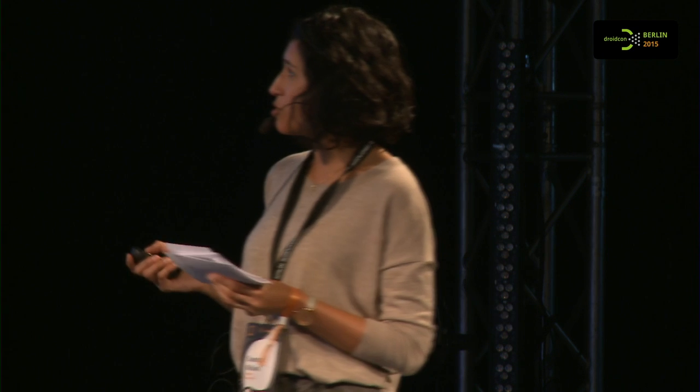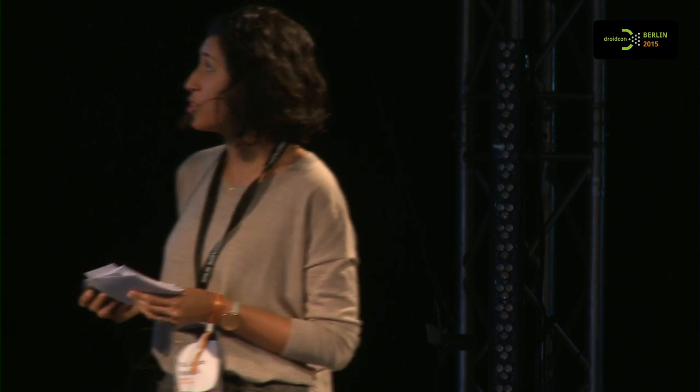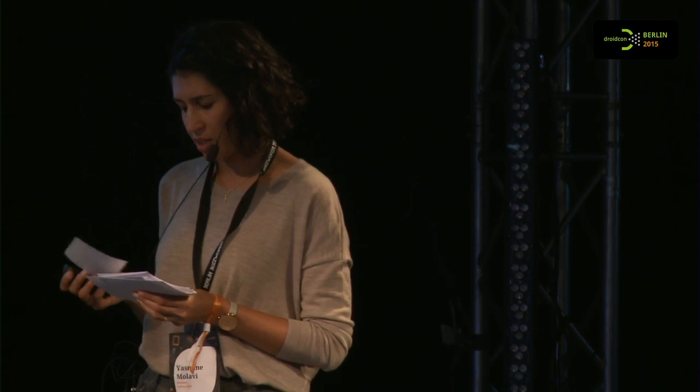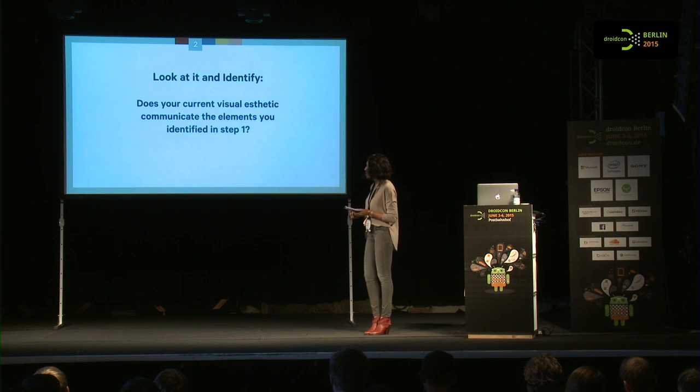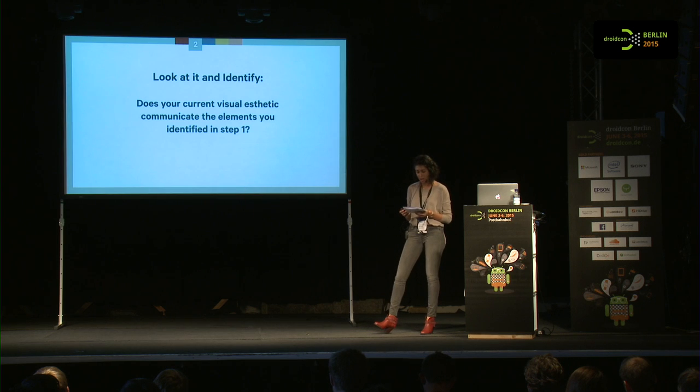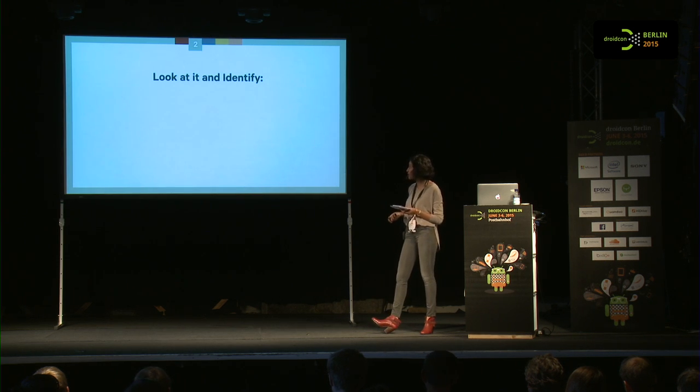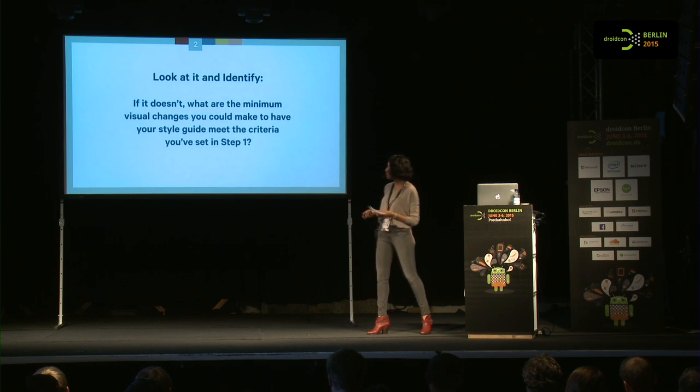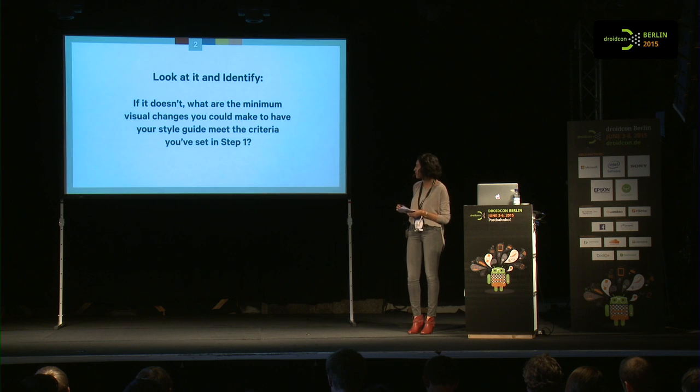You also want to see if your current visual aesthetic communicates the elements you identified in step one. So is it really meeting the tonality and context you identified? And if it's not, the answer could very easily be no. What are the minimum visual changes you can make to have your style guide meet the criteria you've set up with your tone and context?